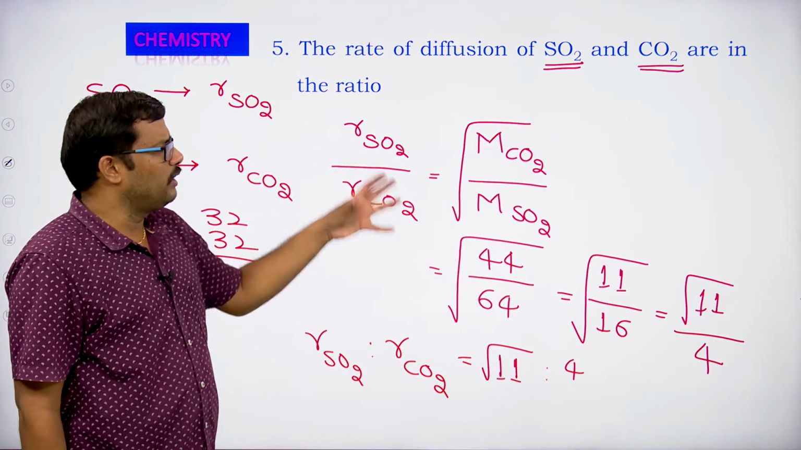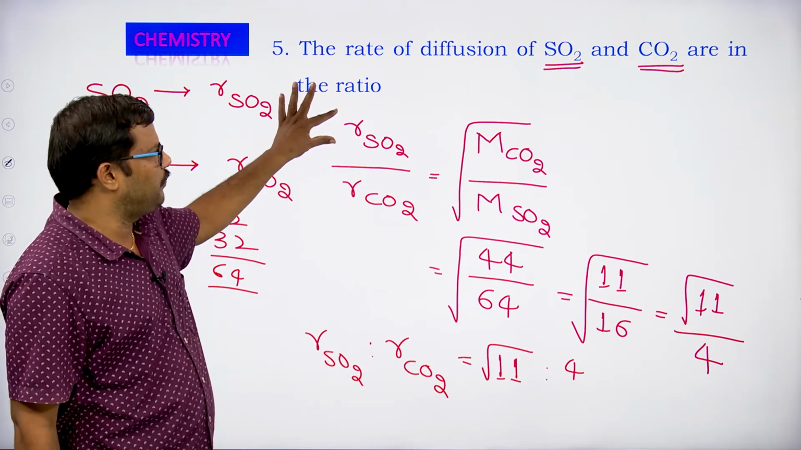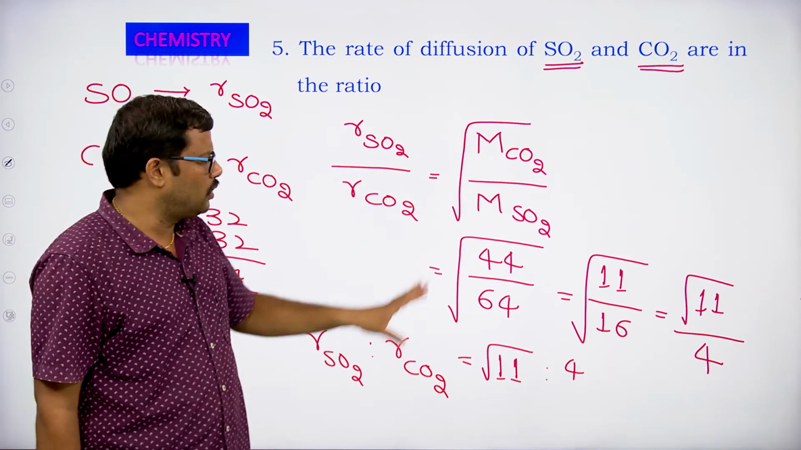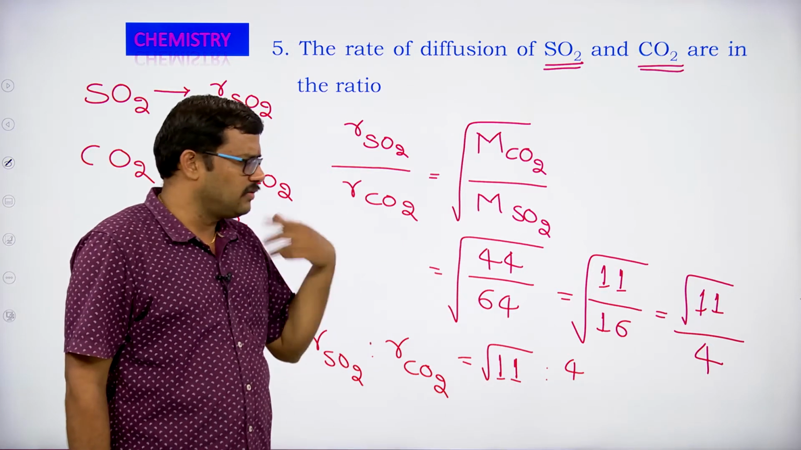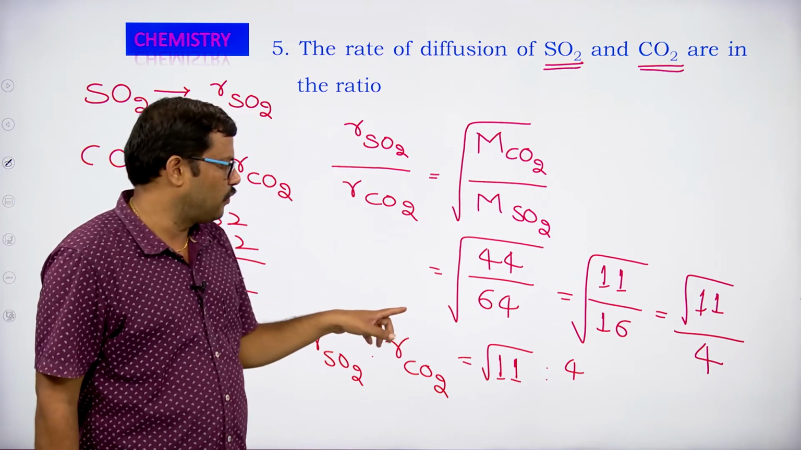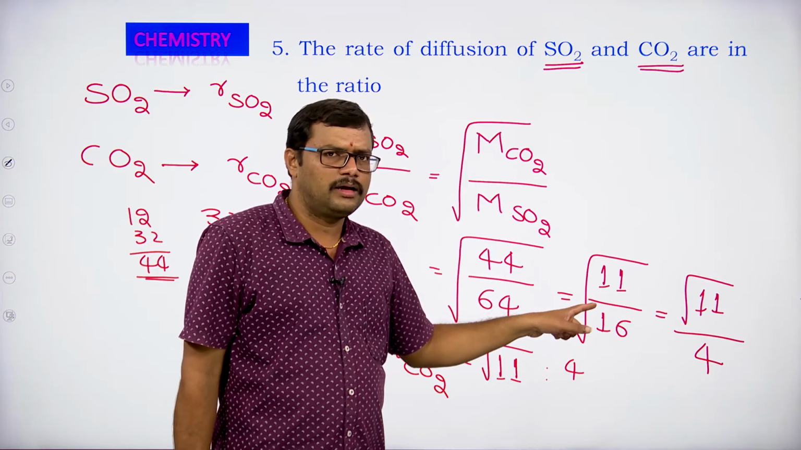Okay. So, what we are doing here is a very simple mathematical calculation. We have taken the rate of diffusion of sulfur dioxide and carbon dioxide correlated to their molecular masses under root, substituting the molecular masses and cancelling. So, I am cancelling with 4. 4 11s are 44, 4 16s are 64. So, 11 by 16. 11 I cannot take out.